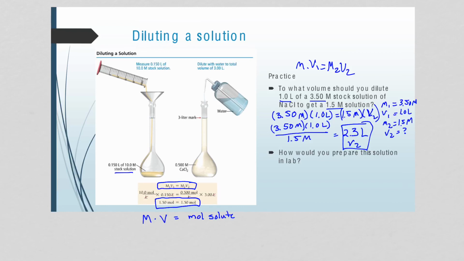So if I check my dimensional analysis, my molarity cancels out, so it makes sense that I get liters. I have two significant figures here because if I look at my numbers, the smallest number of significant figures is 2.